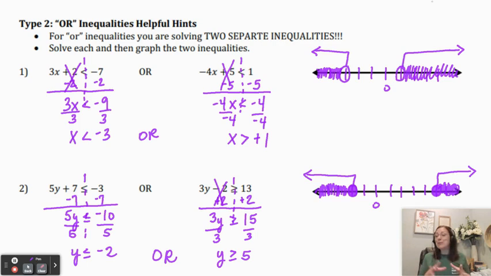All right, my friends. So here's the summary of what we did. We had 2 types of inequalities. Where we have an and, that's where we're looking for the overlap when we graph. Those are the types of inequalities that can be written together as one inequality. And then we also have the or, and those are where you're solving 2 completely separate inequalities. And you're going to be looking for the graphs to do these branches where they're going in opposite directions.